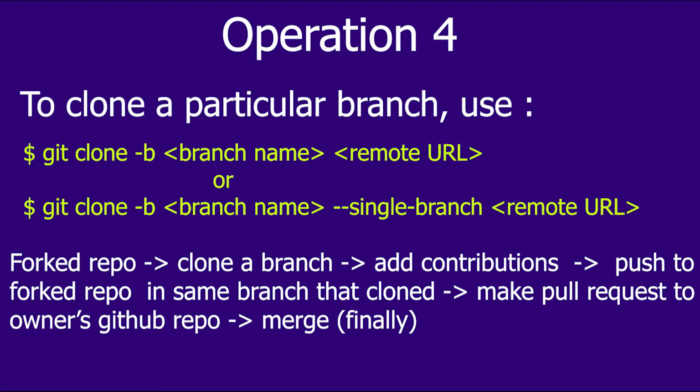Then after that we'll make changes or add code or any files in that branch and then push it to the forked repository. Then by making a pull request, we transfer that branch to the owner's GitHub repository, or what we call the remote repository. There are two methods to clone a particular branch. In both methods, the process is the same, just a difference in the git command that we will use to clone a branch. Let's implement this operation.